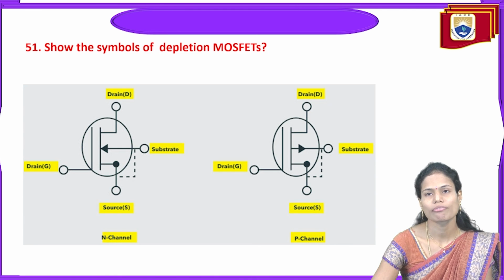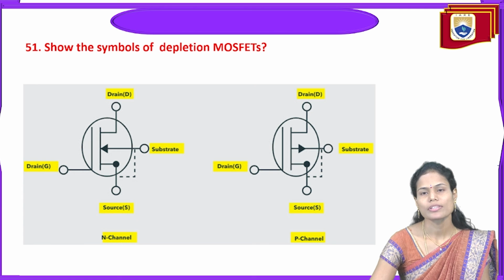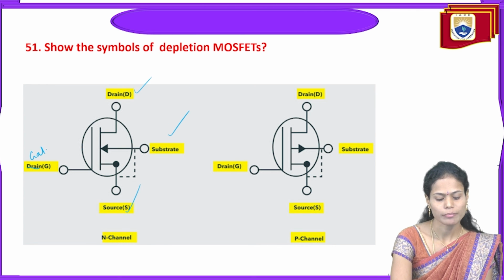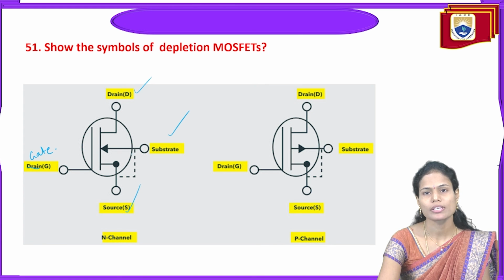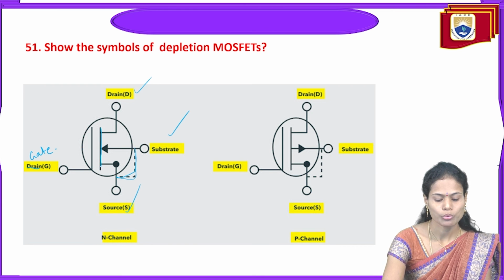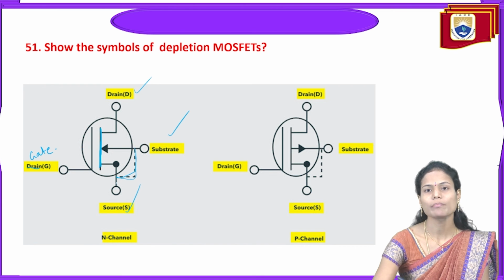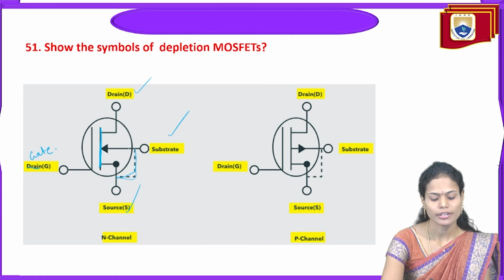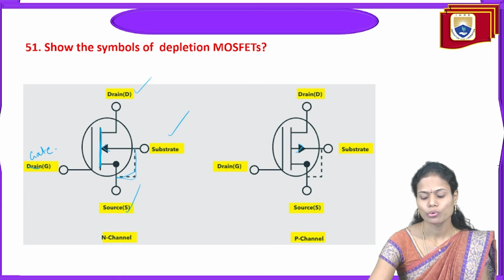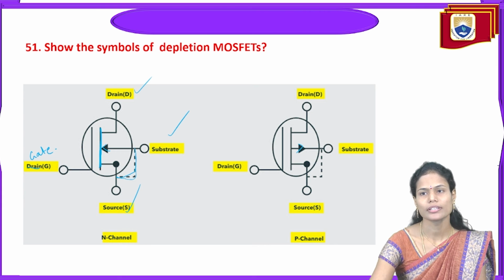And next, the symbol of depletion MOSFETs. In the case of MOSFETs, we have 4 terminals: source, drain, substrate and gate terminals. This is the gate terminal. In most cases, the substrate and source are made a single terminal. And there is no gap between the drain and source here. In this case, the current conduction is towards the gate. And in the case of P channel, the current flow is outside the channel or outside the gate here.